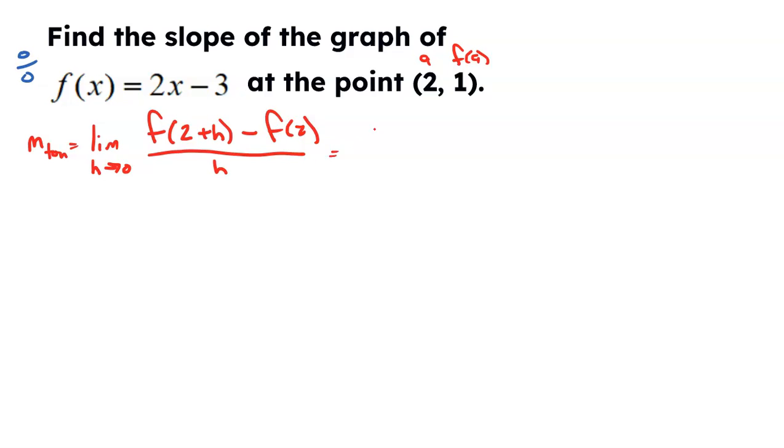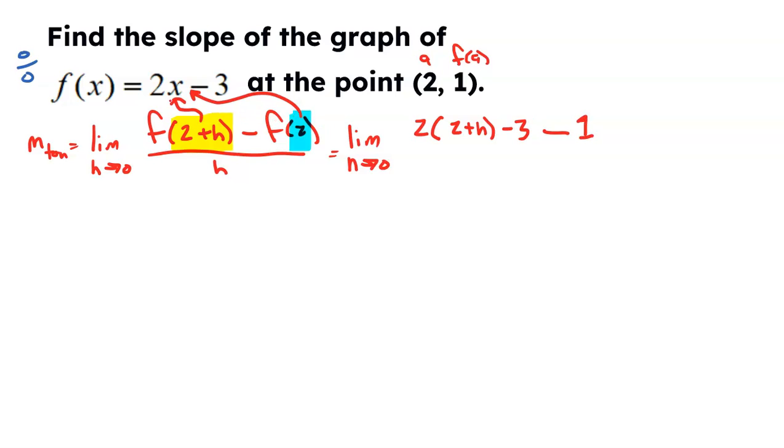All right, let me continue on here. What is the limit as h approaches 0? First off, I'm going to take the 2 plus h and plug it into the function. So the function is 2 times (2 plus h) minus 3. I literally took 2 plus h and plugged it into the function. That's what function notation means. Minus, now I have to take 2 and plug it into the function as well. Oh, I've already done that. It's 1. I already know the answer to that.